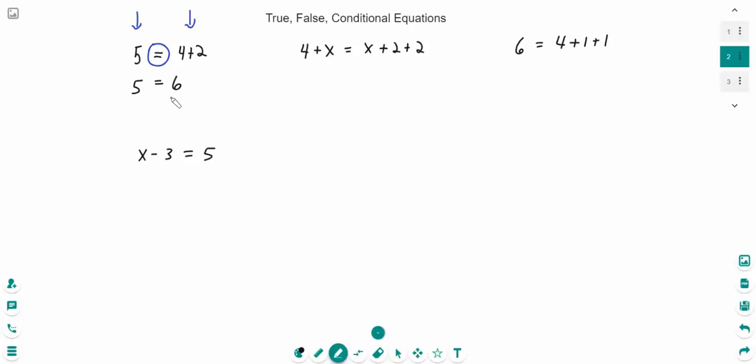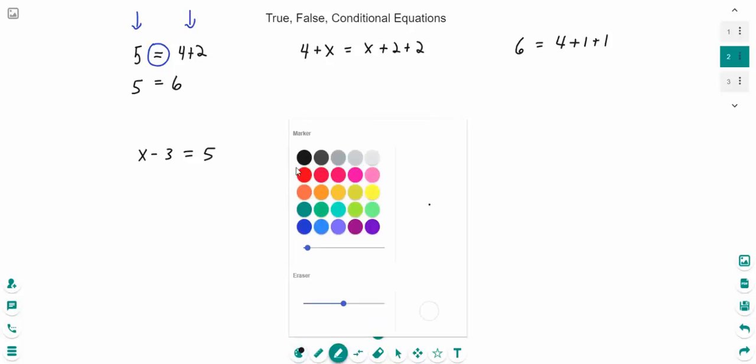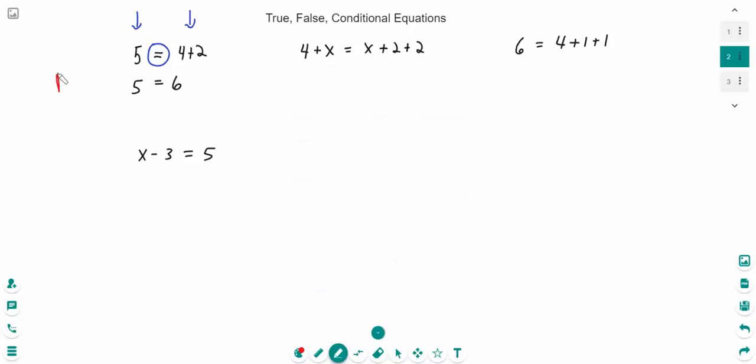5 does not equal 6. They are not the same thing. And equality seems to imply that they should be the same thing. All right. In this case, they're not. So it is still an equation. However, this would be an example of what we call a false equation.